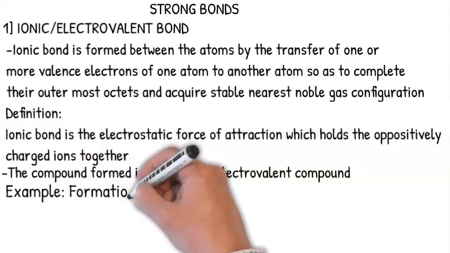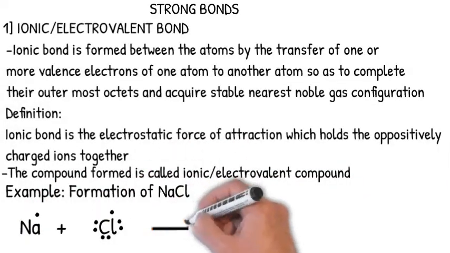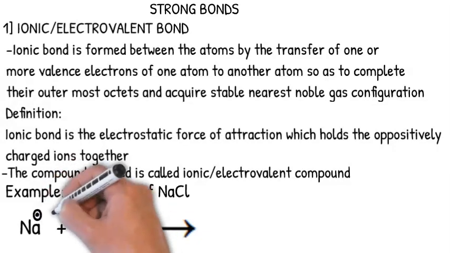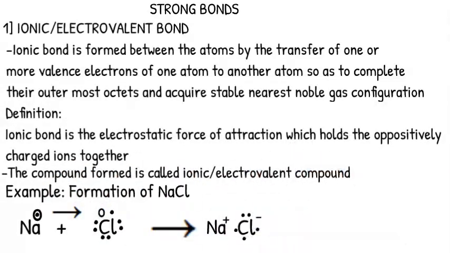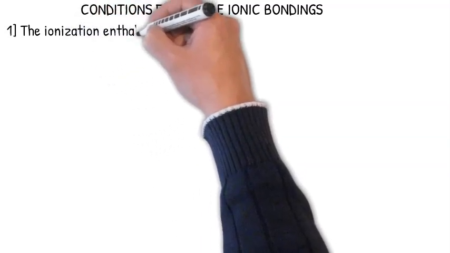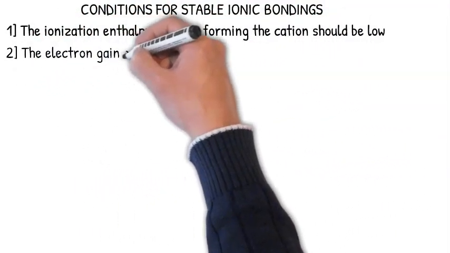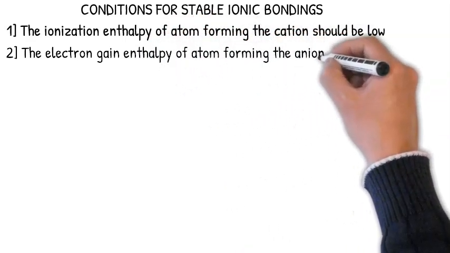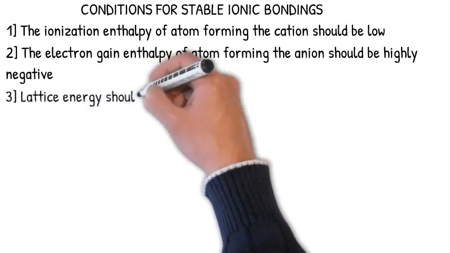Example, formation of sodium chloride. Sodium reacts with chlorine by transfer of the outermost electron of sodium to chlorine to form sodium chloride, sodium ion and chloride ion. Conditions for stable ionic bonding. Number 1. The ionization enthalpy of atom forming the cation should be low. Number 2. The electron gain enthalpy of atom forming the anion should be highly negative. Number 3. Lattice energy should be high.